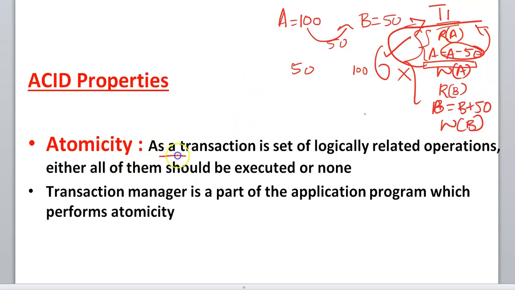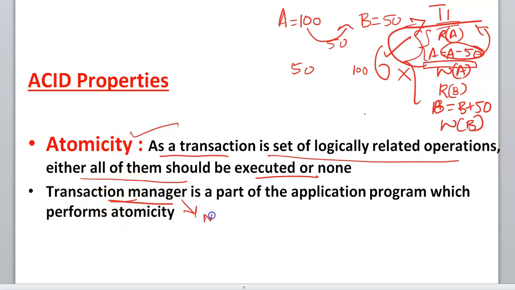So let's read out: as a transaction is a set of logically related operations, either all of them should be executed or none of them should be executed. That is atomicity in ACID properties. Now there is a particular part of a program called the transaction manager. The transaction manager has to make sure that atomicity is followed by each and every transaction. This might be a multiple choice question: atomicity should be managed by whom? By your transaction manager. So this was all about atomicity.